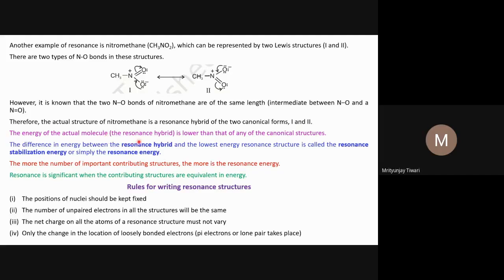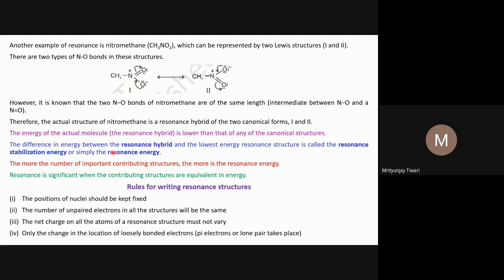The energy of the actual molecule, the resonance hybrid, is lower than that of any of the canonical structures. So, what do we see? The energy of the resonance hybrid, the real structure, is always lower than the most stable resonance structure. It is even lower than the energy of the most stable resonance structure. It means the energy of the resonance hybrid is lower than any canonical structure, because it is even lower than the most stable one, which is the lowest energy resonance structure.